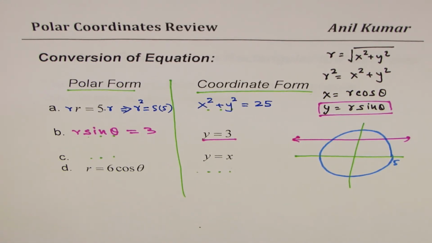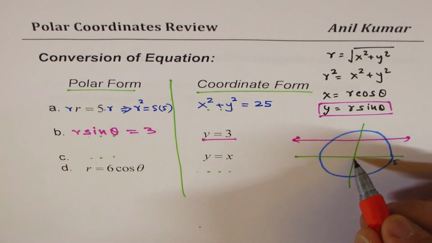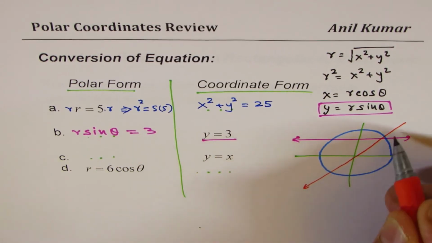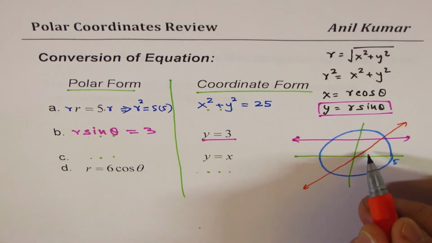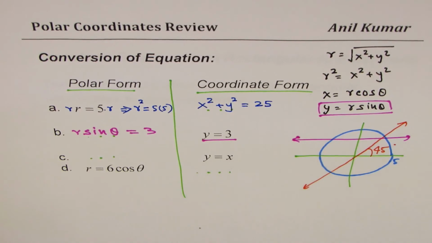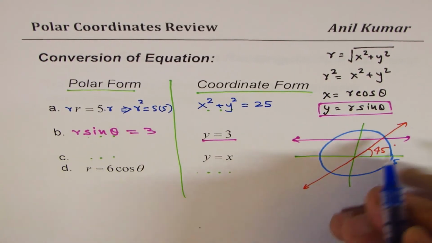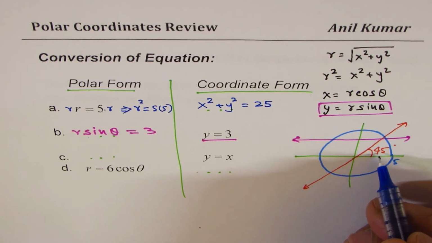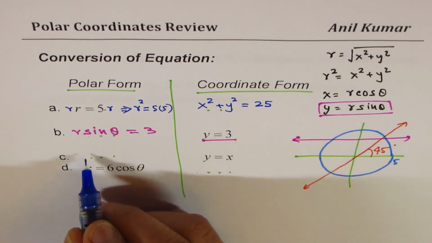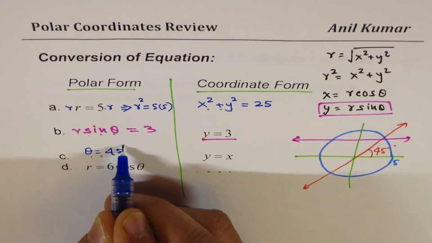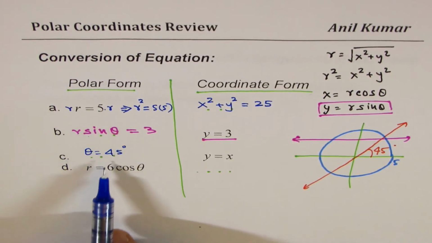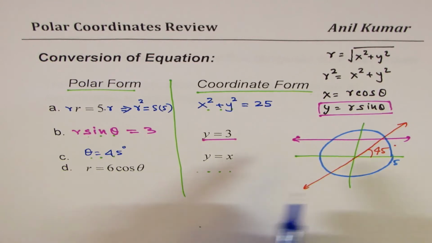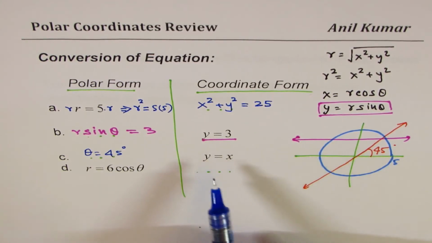Now let's look into the next line, which is y equals x. Now if I draw this line y equals x, what do I get? Now clearly that means this is 45 degrees. Is it okay? So you could see for yourself that y equals x is a diagonal line which cuts through the coordinate plane, and it could be written as theta is 45 degrees, correct? So this could be written as theta equals 45 degrees. So that equation in polar form really gives you the equation of this kind, correct?